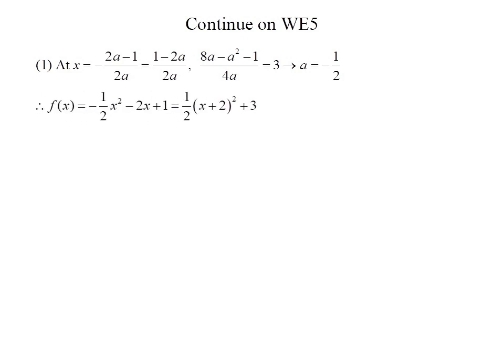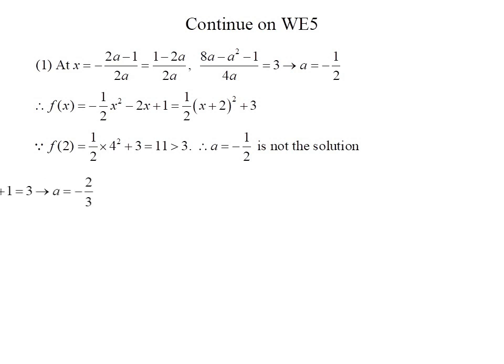Substituting the calculated value of a to the quadratic turning point form, we have f(x) equals half times (x plus 2) all in parentheses squared plus 3. If we substitute one of the endpoints, x equals 2, for example, into the function, we find that f(2) equals 11, which is greater than 3. So a equals negative half is not the solution we need.